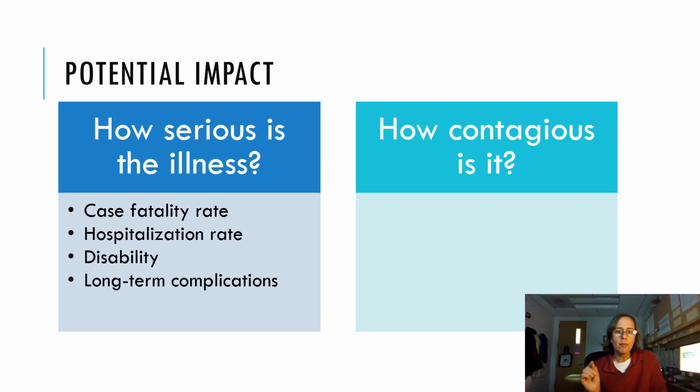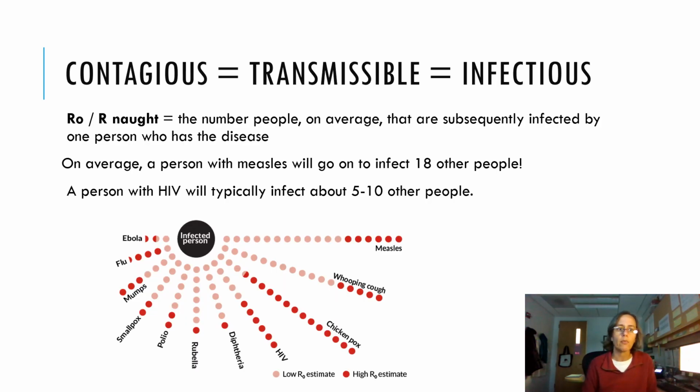But next I want to talk about how contagious it is, because that's going to tell you how many people are going to get it. When we're thinking about the impact on a population as a whole, we don't just care about how severe the disease is, we want to know how many people are going to get it, because that's going to determine the size of the impact on our population as a whole. So the way we talk about how contagious a certain infection is, is with the R naught.